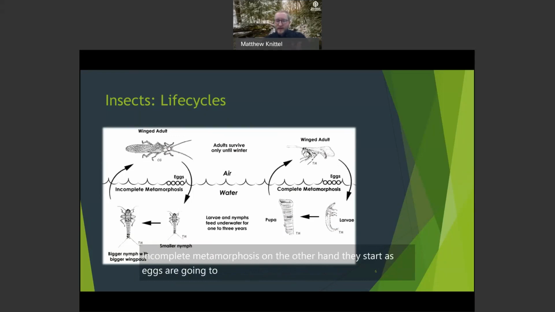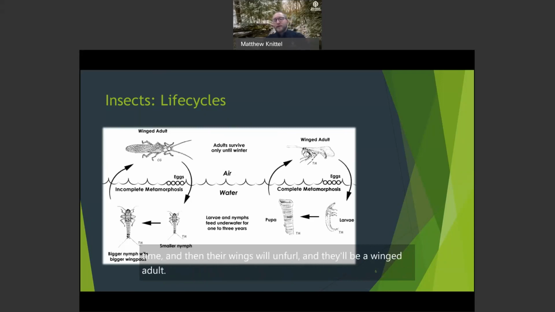Incomplete metamorphosis, on the other hand, they start as eggs, they're going to hatch, and they're going to look pretty much like the adult, but just a very small version. They're going to eat and grow and eat and grow and shed their skin as they grow, getting larger and larger until finally they'll be able to crawl out of the water, shed their skin one last time, and then their wings will unfurl and they'll be a winged adult.